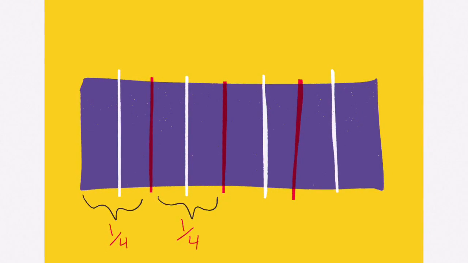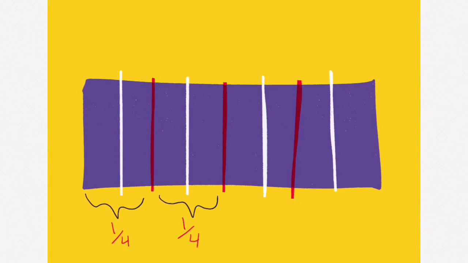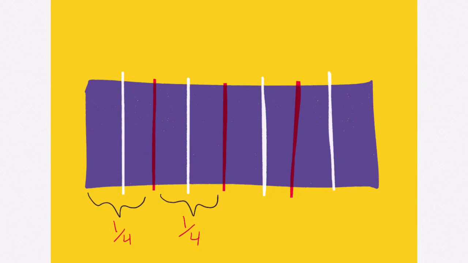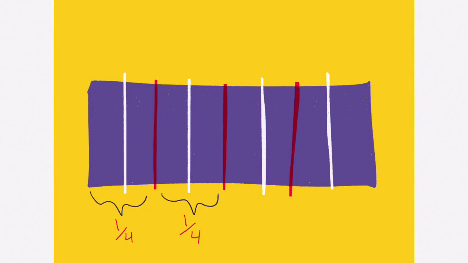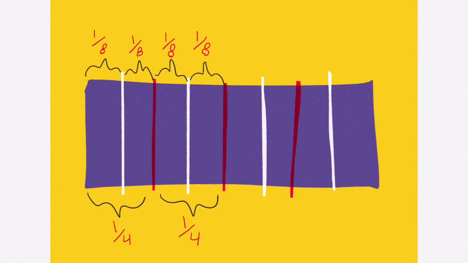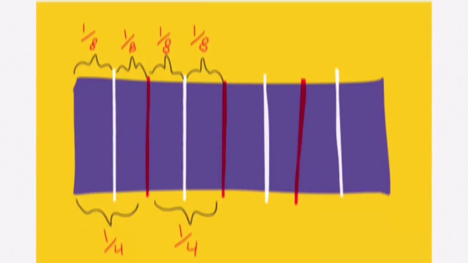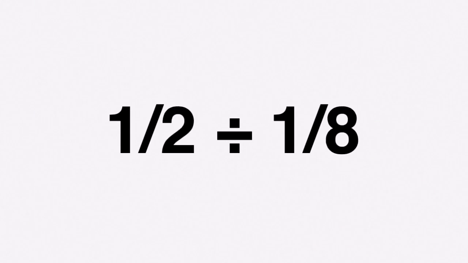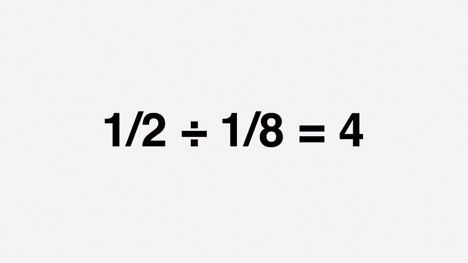Now if I take those fourths and I cut them in half, notice my whole. How many pieces make a whole? 1, 2, 3, 4, 5, 6, 7, 8. These are eighths. So the question is, how many eighths are in 1/2? 1, 2, 3, 4. And so, interpreting 1/2 divided by 1/8 to say how many eighths are in 1/2, we've seen visually that the answer is 4.